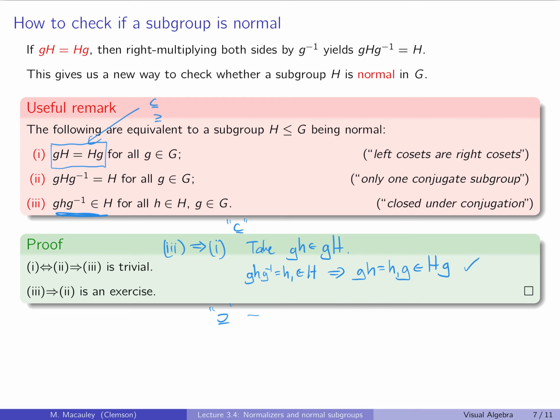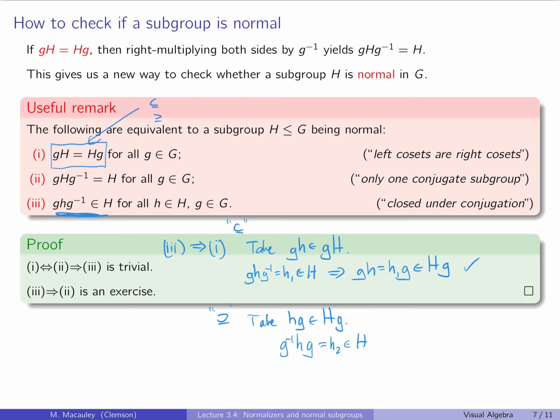Instead, I'm going to actually take HG, an arbitrary element in big HG. Now, I'm going to write G inverse HG. That's equal to some H2 in H. So again, I'm conjugating not by G, but by G inverse.